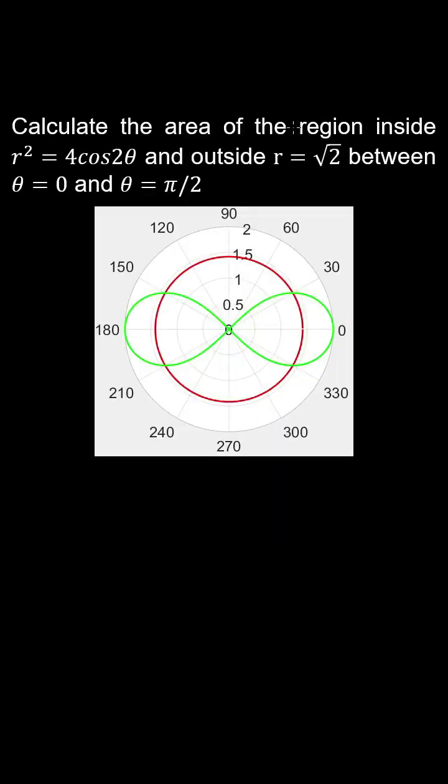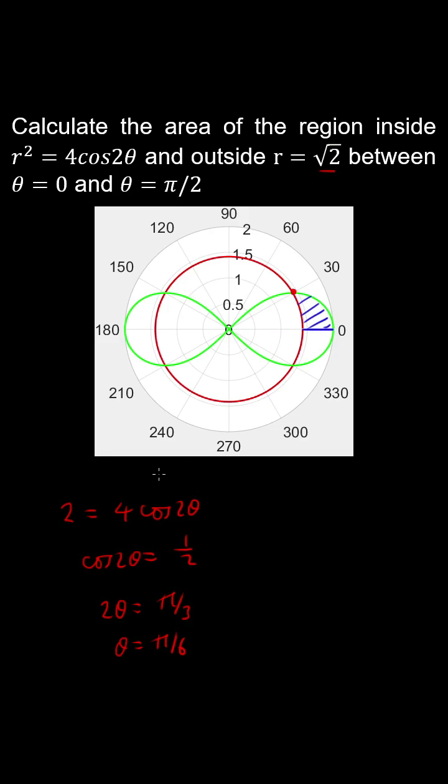Let's calculate the area of the region inside the lemniscate and outside the circle between theta equals 0 and theta equals pi on 2. So what we're looking at is the first quadrant and this part of the curve. We need the intersection point between the two curves, and we can do that by substituting r equals root 2 in this equation. So what we get is root 2 squared is 4 cosine 2 theta. So cosine 2 theta is equal to 1/2. And for this to be true in the first quadrant, 2 theta is equal to pi on 3, and therefore theta is equal to pi on 6. So as we can see, the curves intersect when theta is 30 degrees.